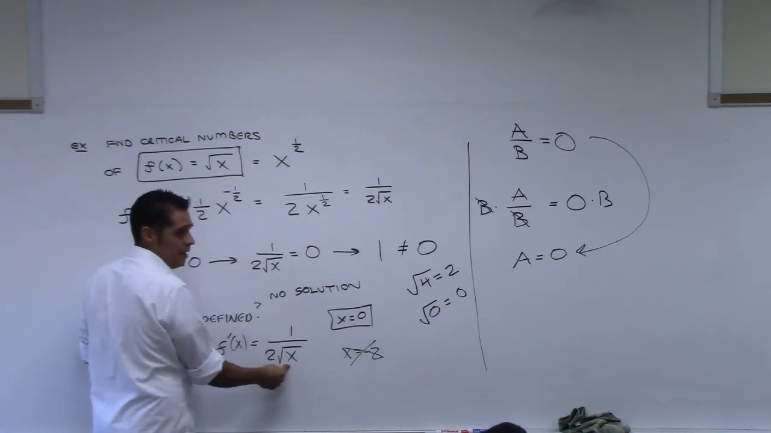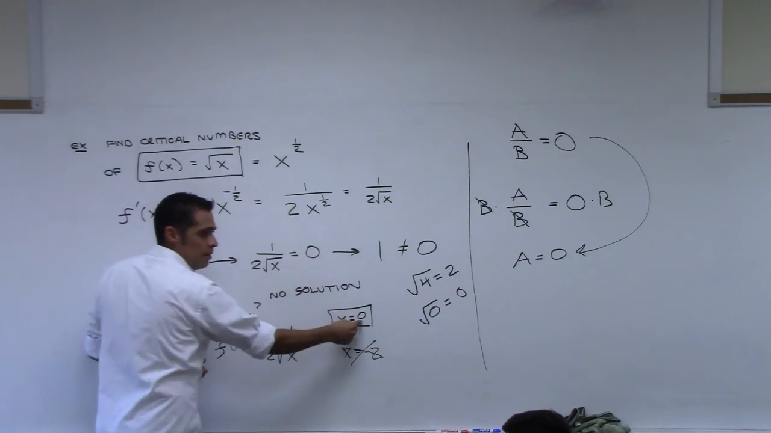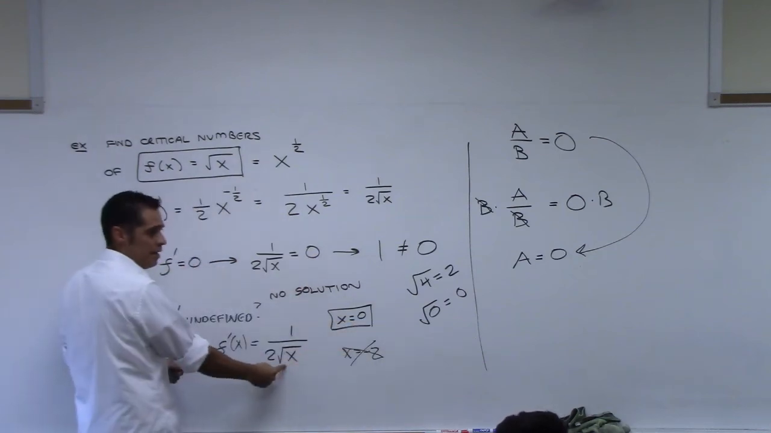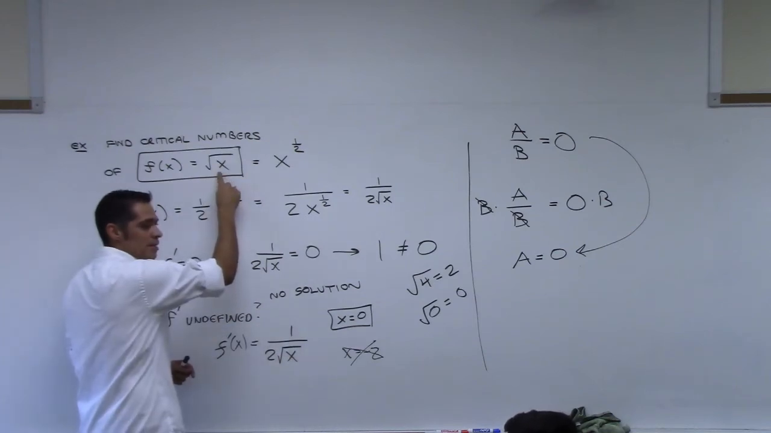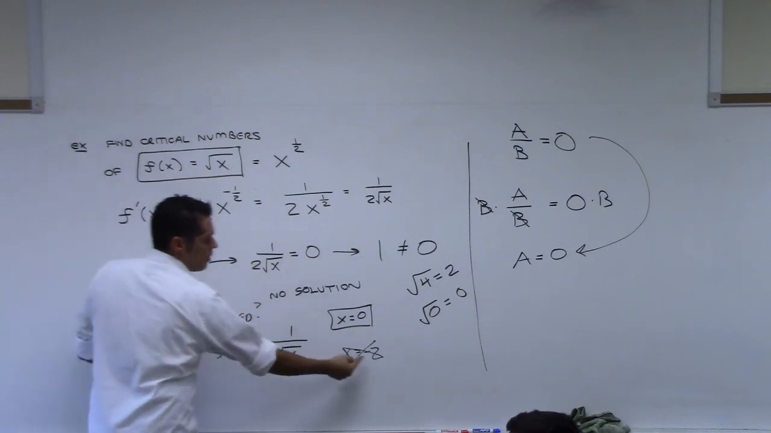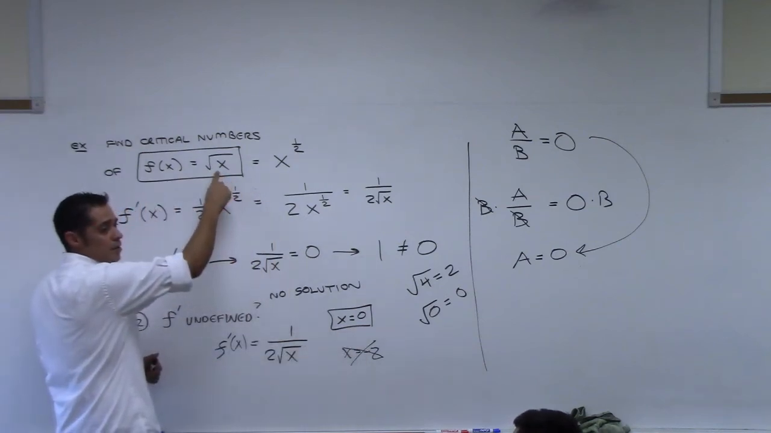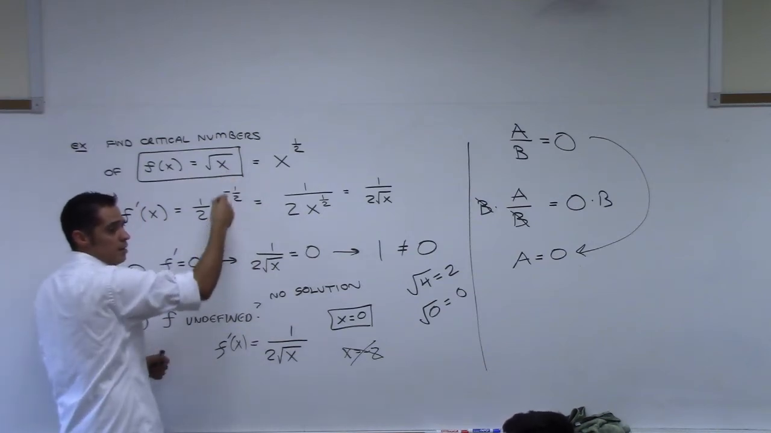0 does not work here, right? And it does work here. So it's a critical number. -2 doesn't work here, right? And it doesn't work here. Since it doesn't work in here, we can't consider it. You cannot consider a number that doesn't even go into your original function. You can't ask about what it's doing in the derivative if it doesn't go into the original function.